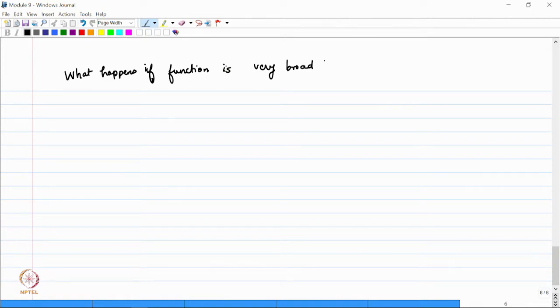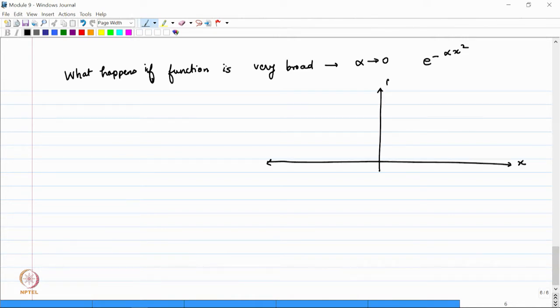Okay. Very as in very broad. So, what I will say is that your alpha tends to 0. So, if you take e to the minus alpha x square, alpha tends to 0. So, what you would expect is that as alpha tends to 0, your Gaussian function will look like this. That is what it is going to look like. Okay. And now, you can show that the Fourier transform of this will also look like a Gaussian, and it will look like this.